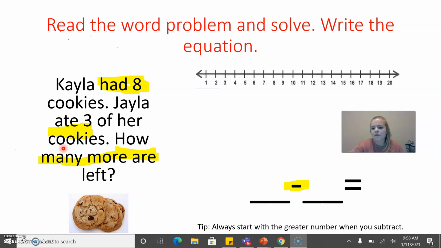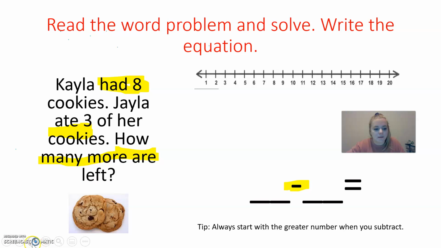Okay. So first I need to decide, is this an addition or a subtraction problem? I see the words, how many more are left? That tells me it's a subtraction problem, okay, because Kayla had 8 and then Jayla's taking away 3. Okay, so my answer is going to be smaller. I want to know how many more are left. All right, and I'm going to use the number line to help me solve this. So I know it's subtraction because Kayla had 8 and Jayla's taking away 3, but she's eating them. So she's taking them away.